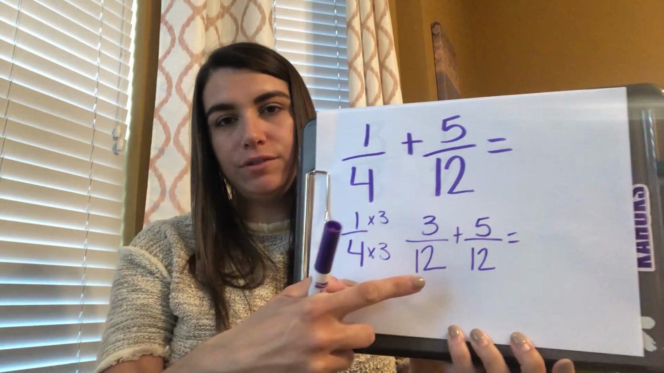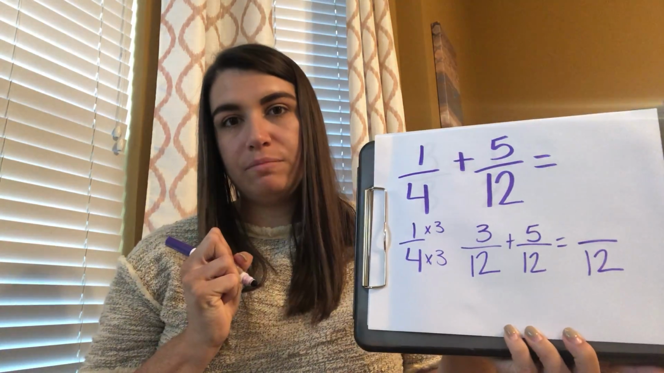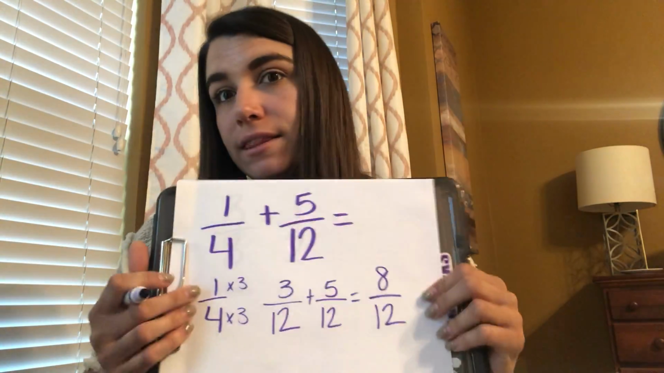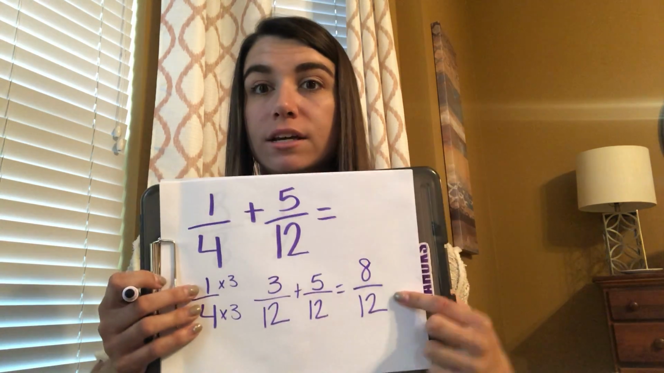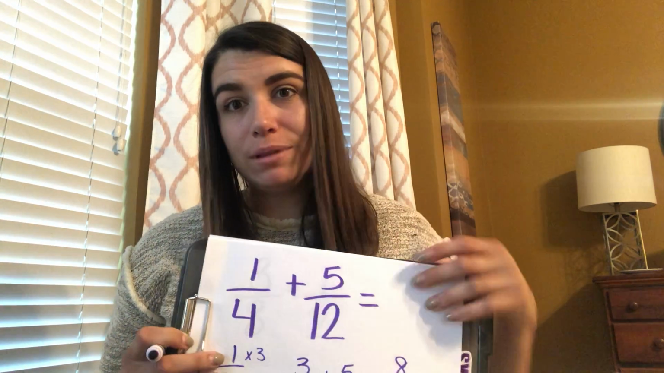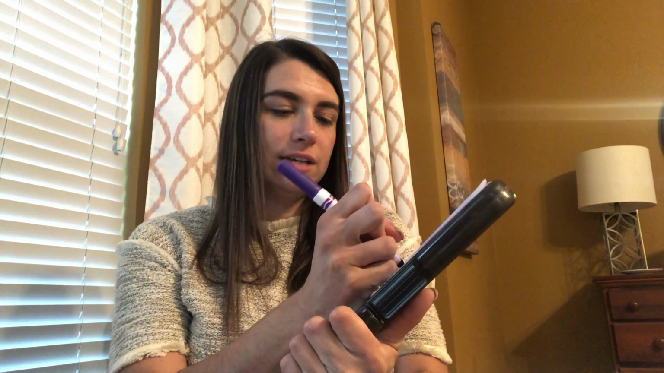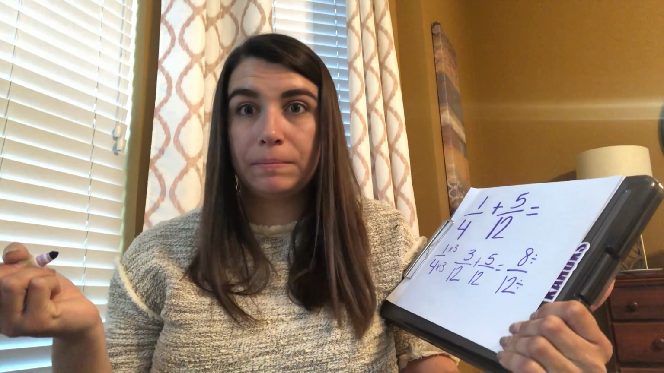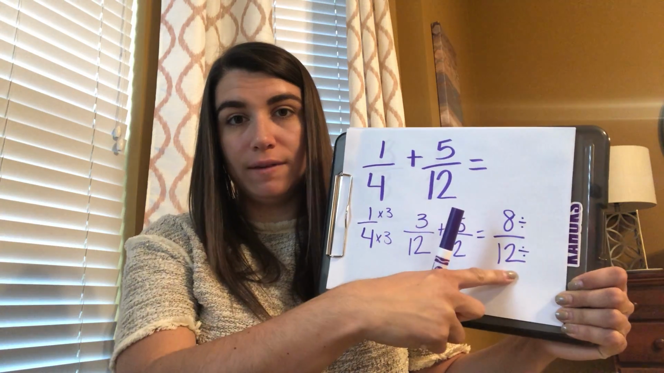So then all you have to do is the denominator stays the same. And then 3 plus 5 is 8. Now, you could leave it like this. 8/12 counts as a correct answer. 8/12 is correct. But you could also simplify it. So to simplify, remember that's dividing the top and the bottom by the same number. So I'm going to divide the top and the bottom both by 4. Because I can do 2. Divide this by 2, I'd get 4. Divide this by 2, I'd get 6.